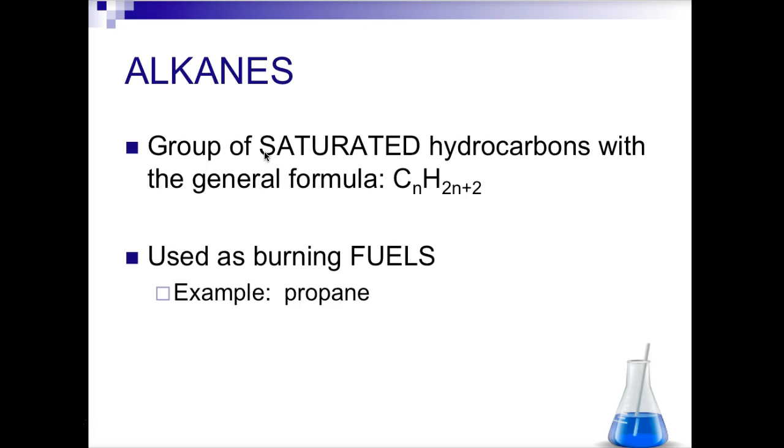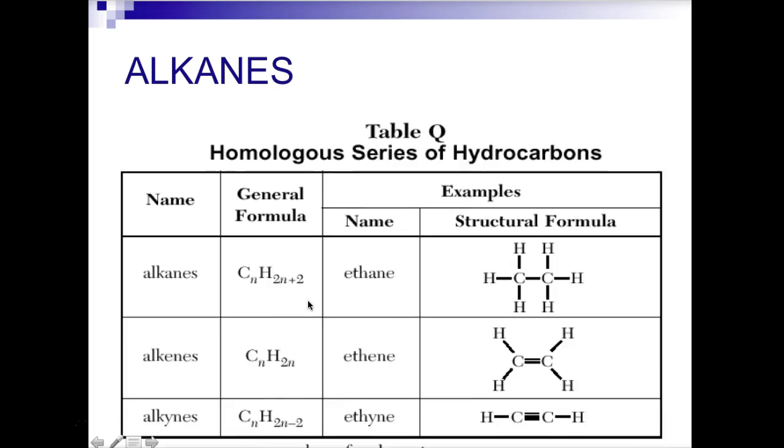So then, what do we call these things? We call these kinds of hydrocarbons alkanes. Now these alkanes are going to be the only group of saturated hydrocarbons with the general formula of C to some number N, and for the number of H's, H equals 2 times the number of carbons plus 2. What do we use these things for? We use them for burning, so for fuel. So propane is one of them.